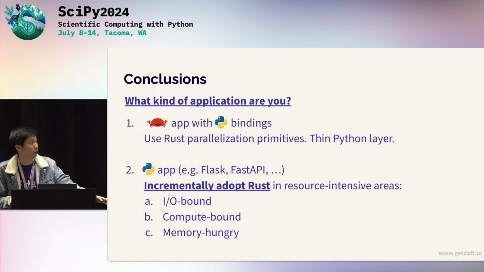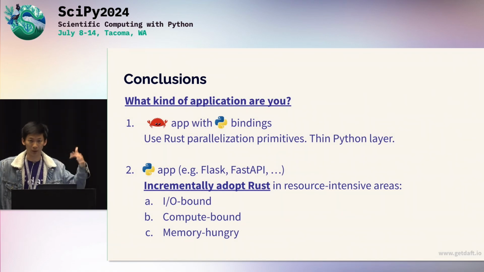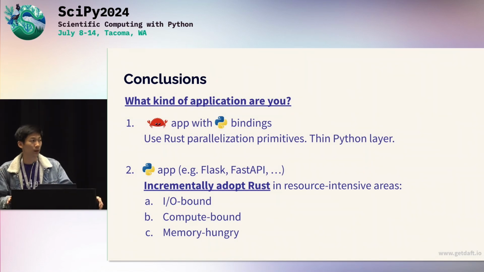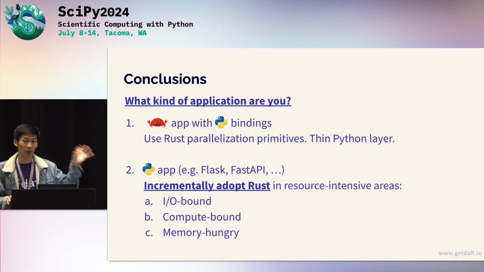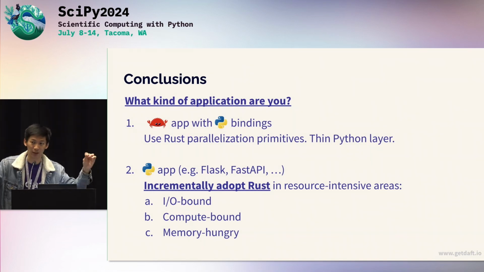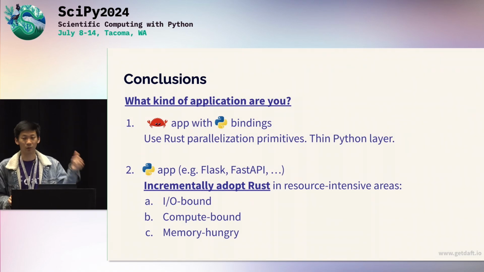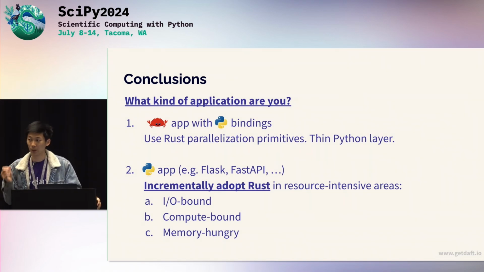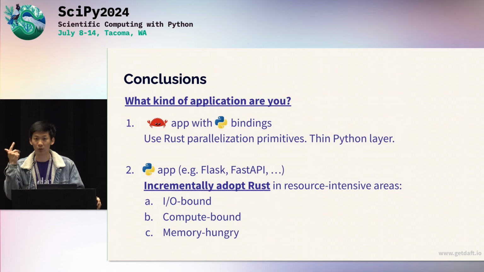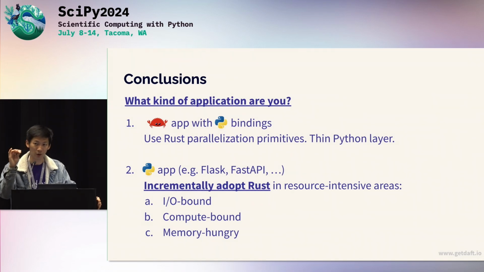In that case, I would argue that you take the approach of doing Rust parallelization primitives and exposing a very thin Python layer on top of it. That was our first approach, which was extremely simple in Rust land, and then a very thin Python layer, which was just a Python function that someone else can call. The second type of application is, hey, if you are a Python application, like a web server or something, then I think the approach here should be to incrementally adopt Rust in places that are resource intensive, places that may be I/O bound, compute bound, or extremely memory hungry, and you just optimize that small bit of code by having this extremely narrow waist that calls Rust.